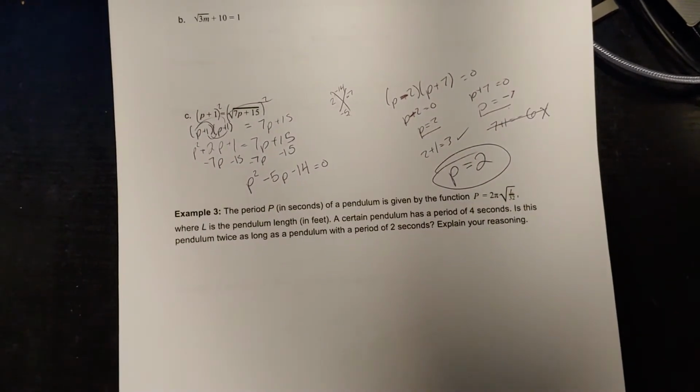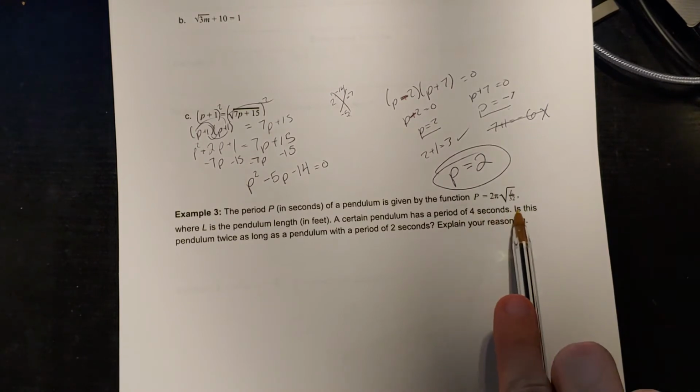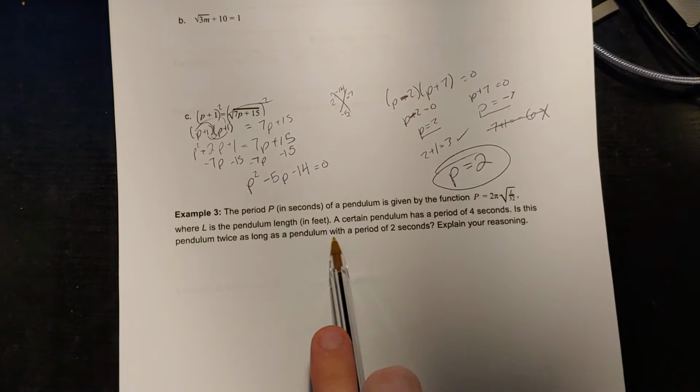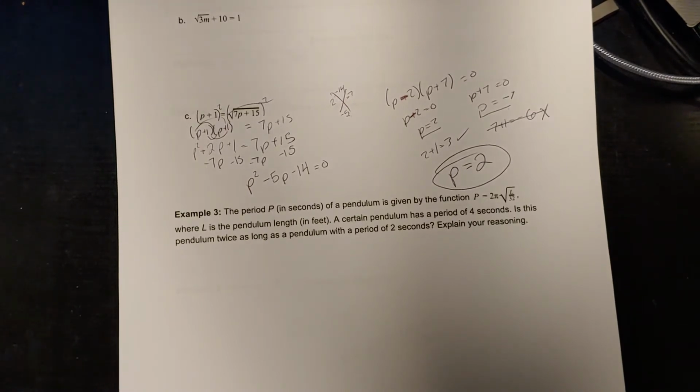The period p in seconds of a pendulum is given by the function p equals 2 pi times the square root of L over 32, where L is the length of the pendulum in feet. A certain pendulum has a period of 4 seconds. Is this pendulum twice as long as a pendulum with a period of 2 seconds? Explain or reason. So what we're going to do is find the length of each pendulum.